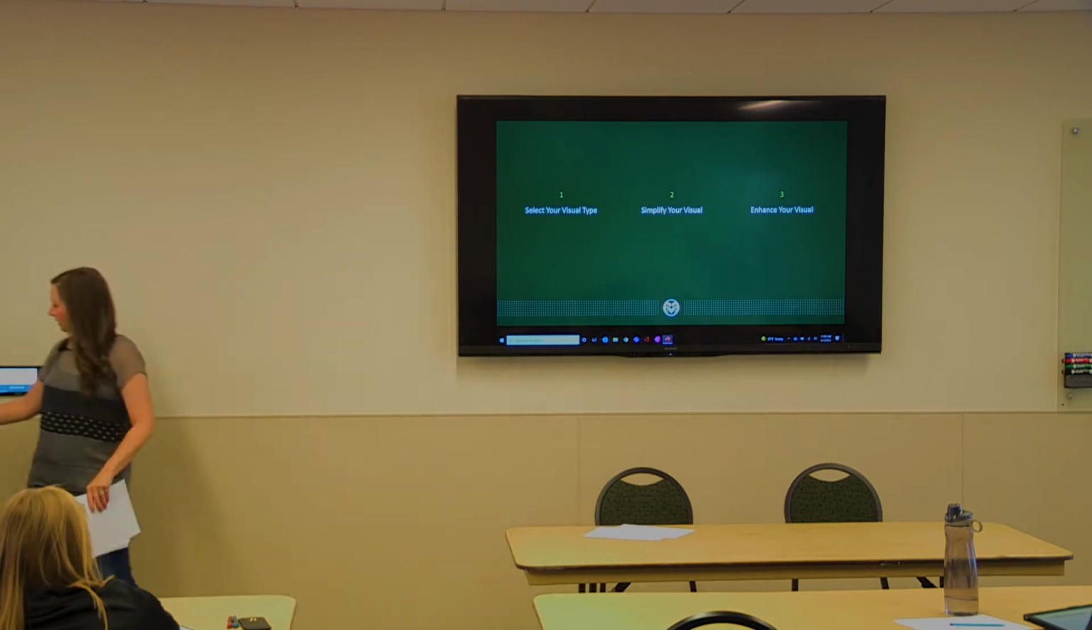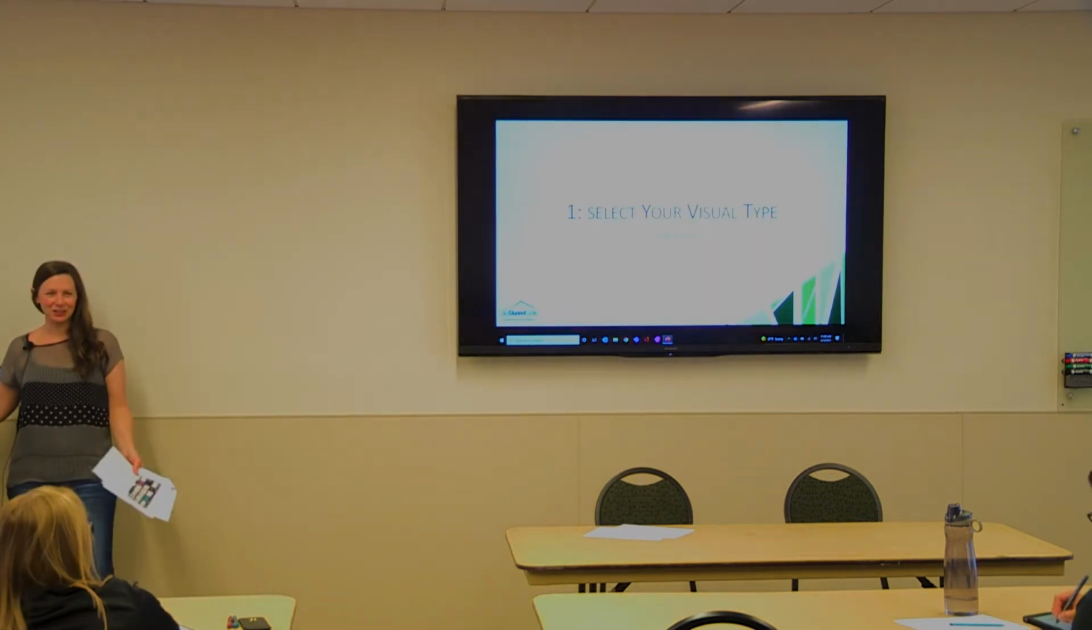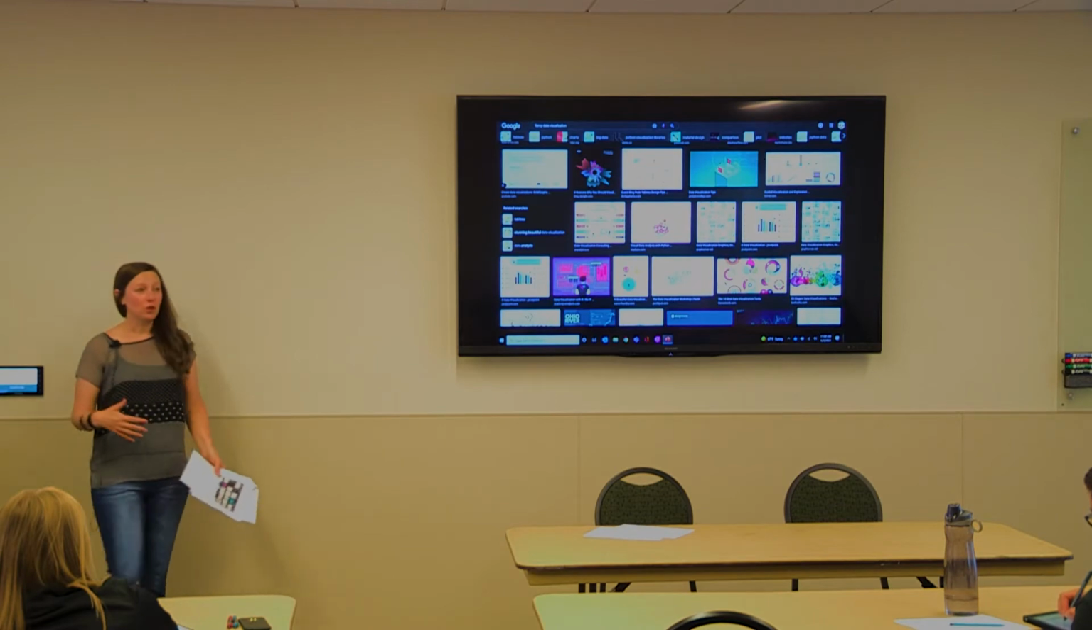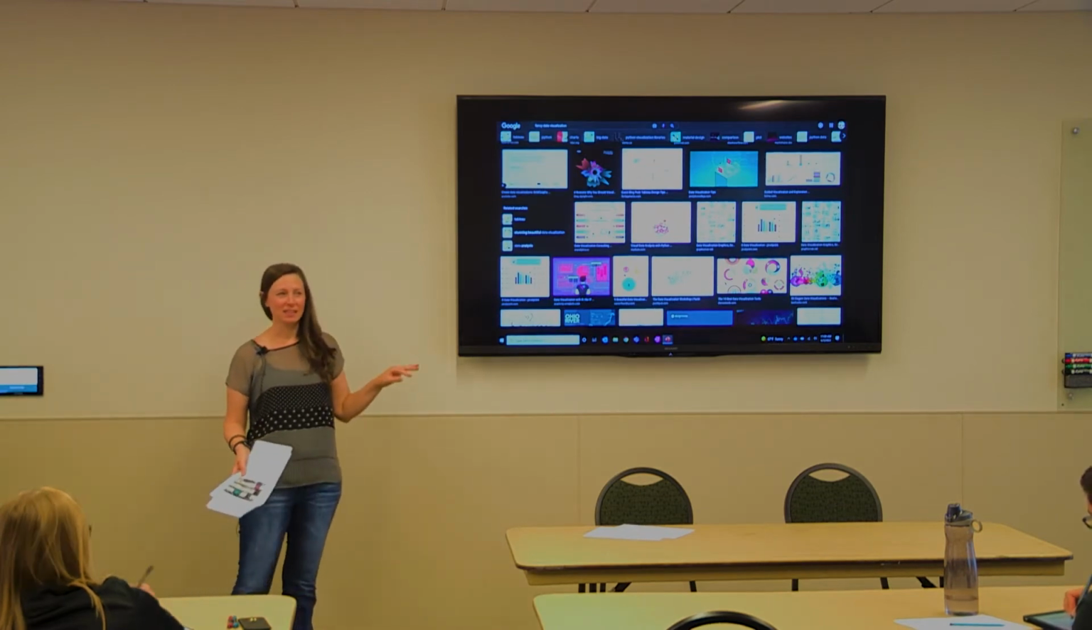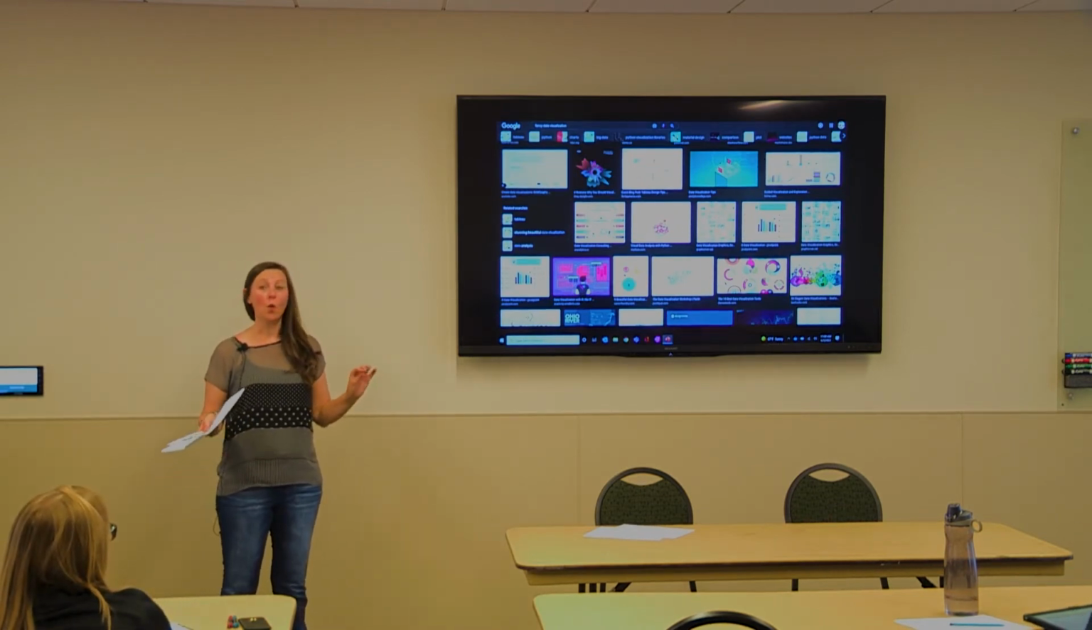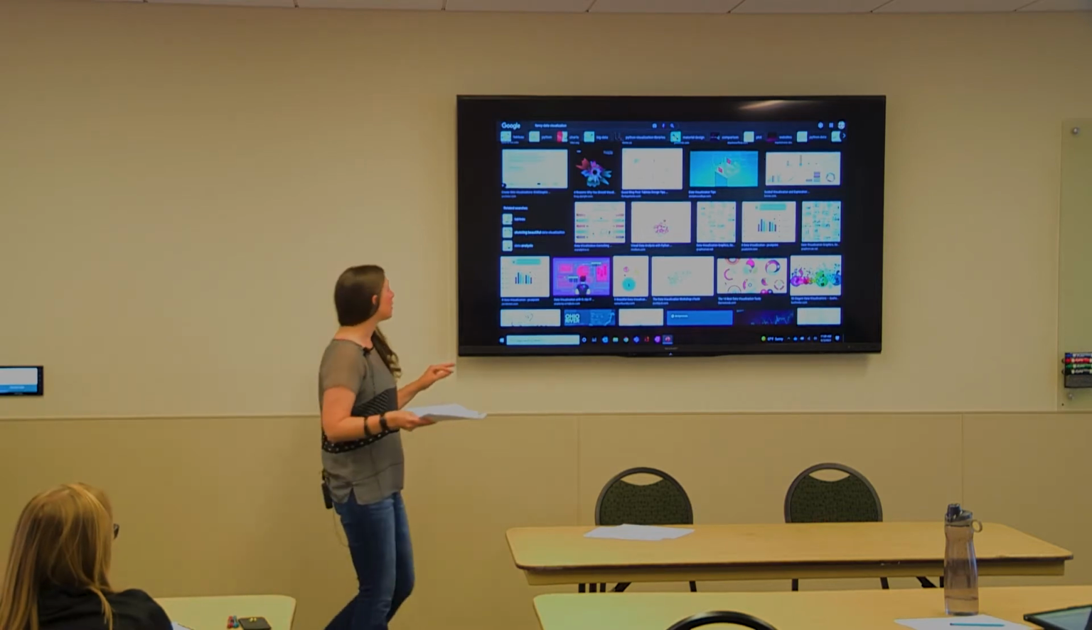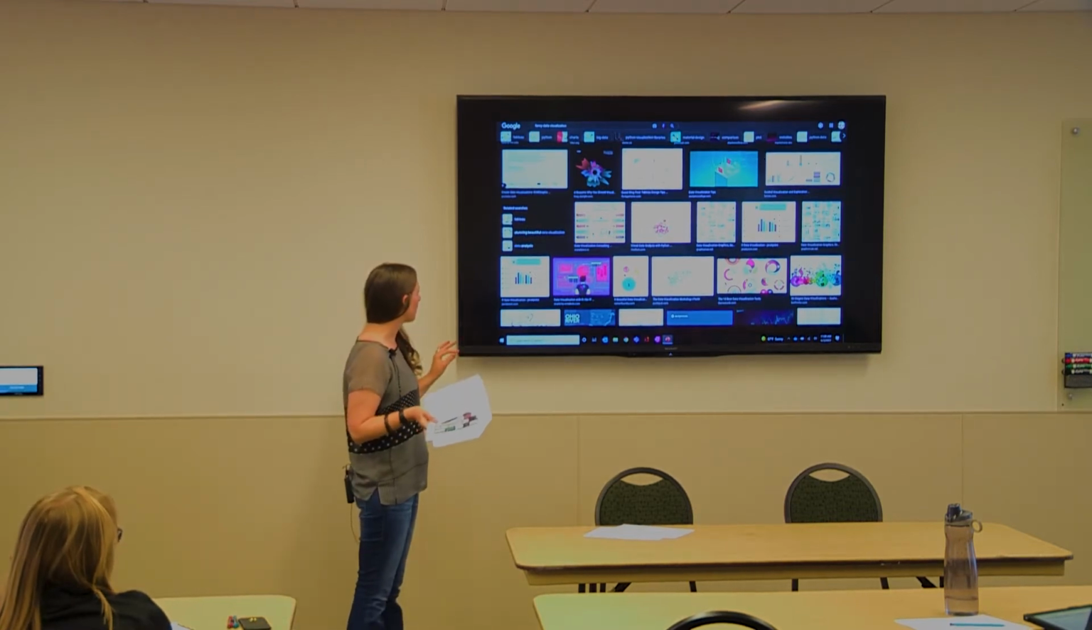So starting with selecting your visual type, section header. If you Google fancy data visualization, this is an example of what comes up. Wow, right? There's so many things on this page, I'm not even entirely sure where to start.